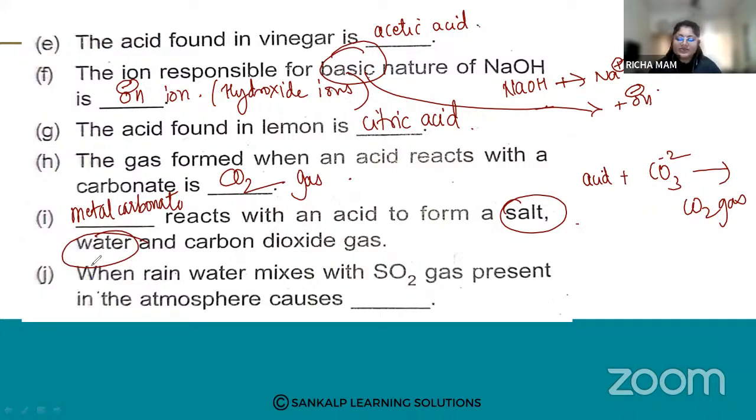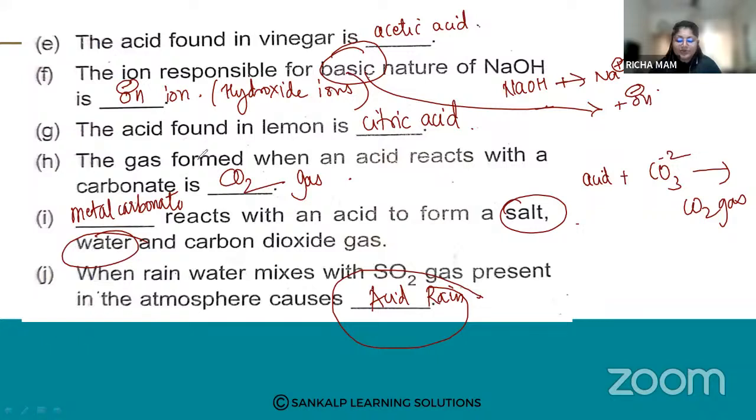When rainwater mixes with SO2 gas present in the atmosphere, what does it cause? It causes acid rain. Okay. So these are the answers. So when rainwater mixes with the sulfur dioxide gas present in the atmosphere, it causes acid rain. I hope these questions are clear. Very simple questions, but you need to know the answers properly.